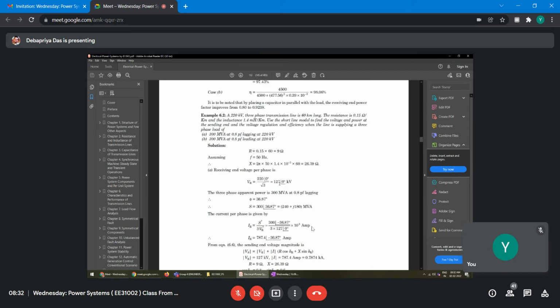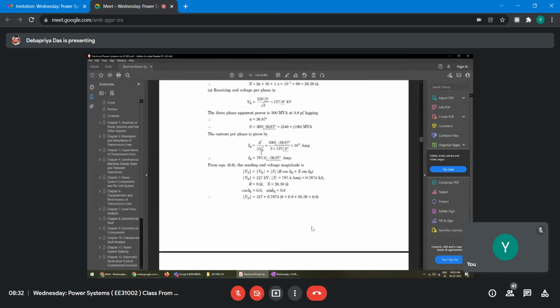That is per phase. That's why the 3 VR conjugate IR is equal to S star, because per phase voltage is this, so multiplied by 3. That's why IR is equal to S conjugate upon 3 VR conjugate, right? So this way it has been taken. So IR you will get this much.